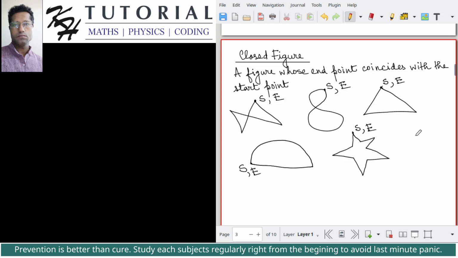Other examples are, this is also a closed figure. Sorry, the shape recognizer is recognizing it as a circle. I'm sorry. Anyway, I hope you got the idea of what is meant by a closed figure. That is, when you are drawing the figure, the starting point and the end point are coinciding.